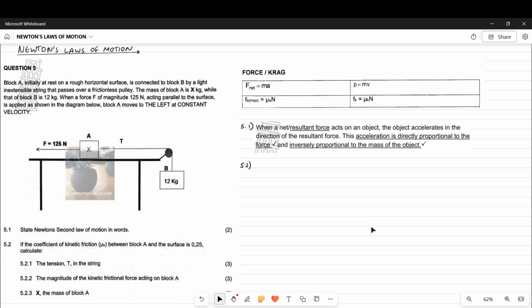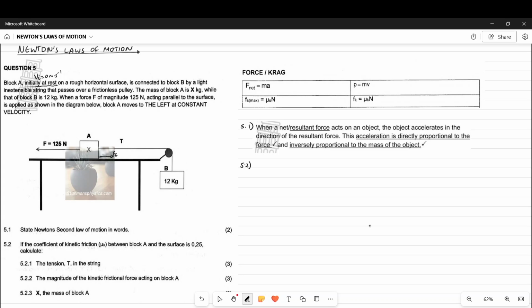Right, so let's have a look at this. Over here we've got question 5, which says block A is initially at rest. Initially at rest indicates that V initial is equal to 0 meters per second, right? So it wasn't moving on a rough horizontal surface. That indicates that on this block A there'll be a frictional force, right? So over here, there'll be a frictional force.